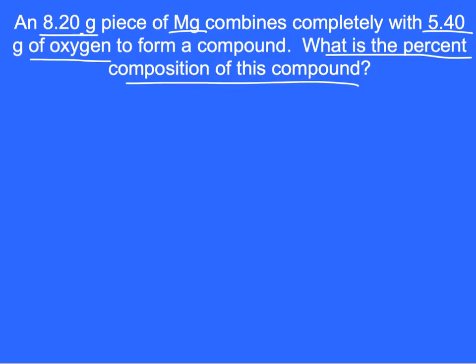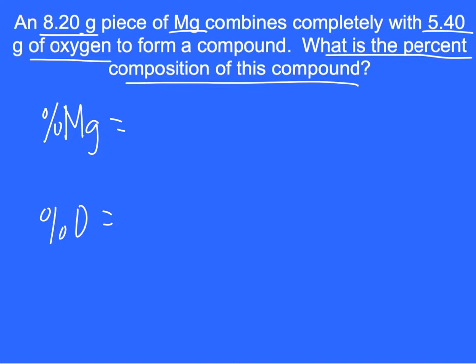When it's asking for the percent composition of a compound, that means you need to find the percentage of each of the elements that is found in the compound. So we need to find the percentage of magnesium, and we need to find the percentage of oxygen. Okay, so we're going to use our concept of part over whole.